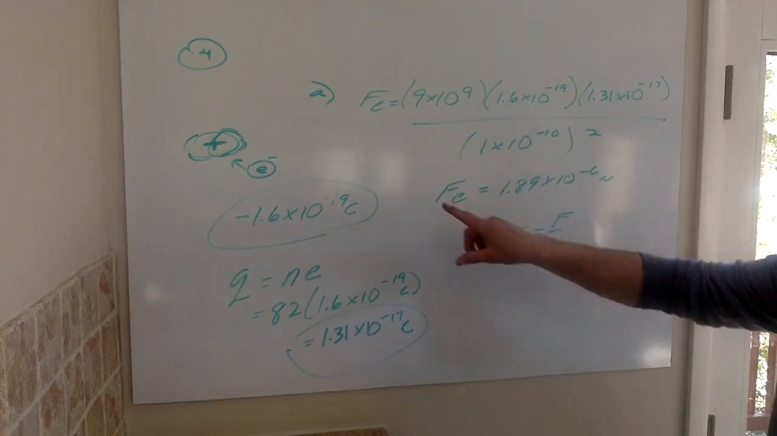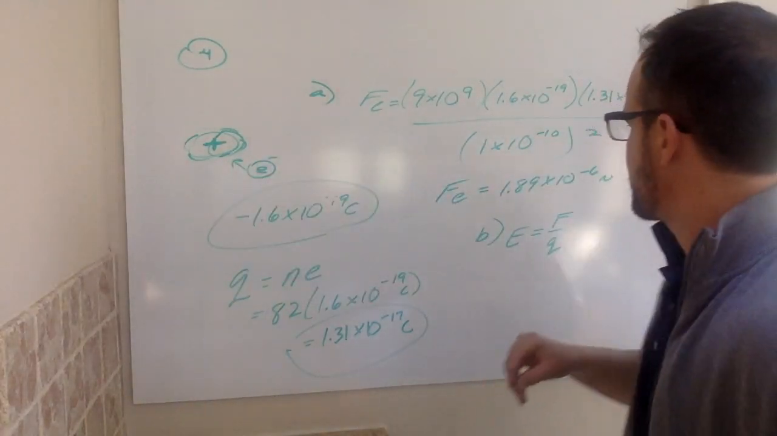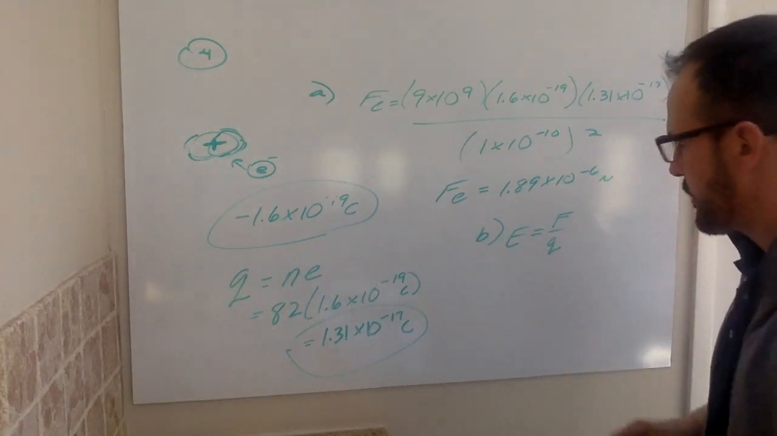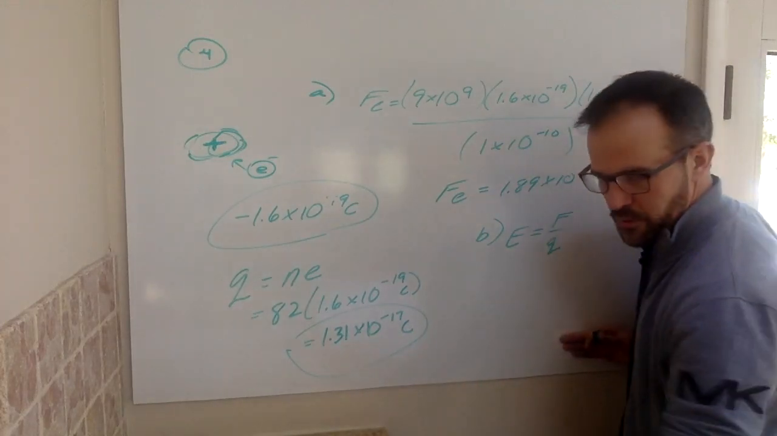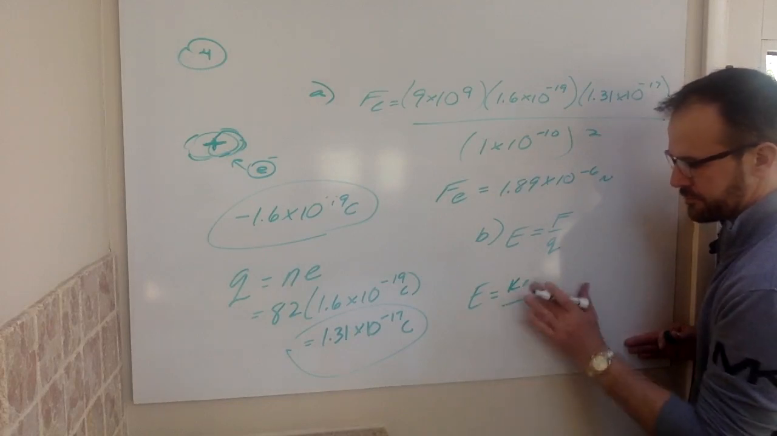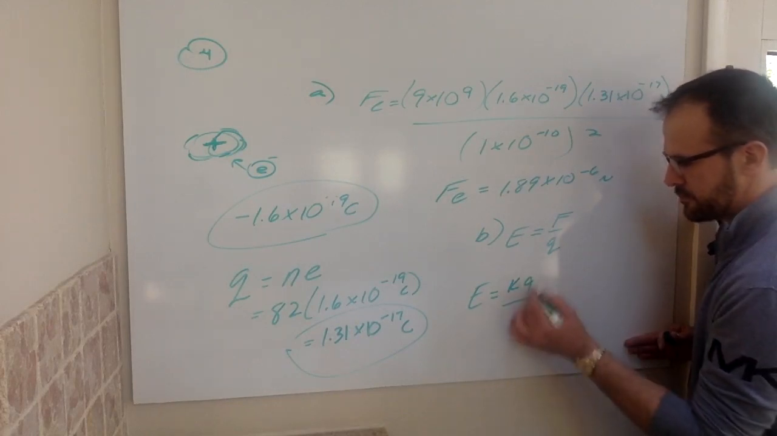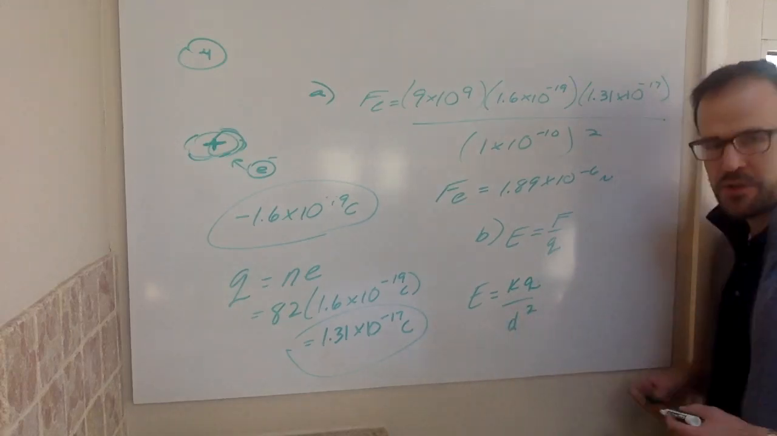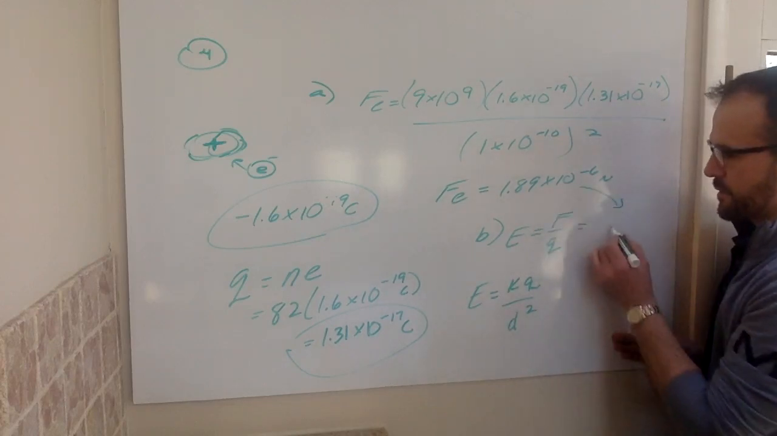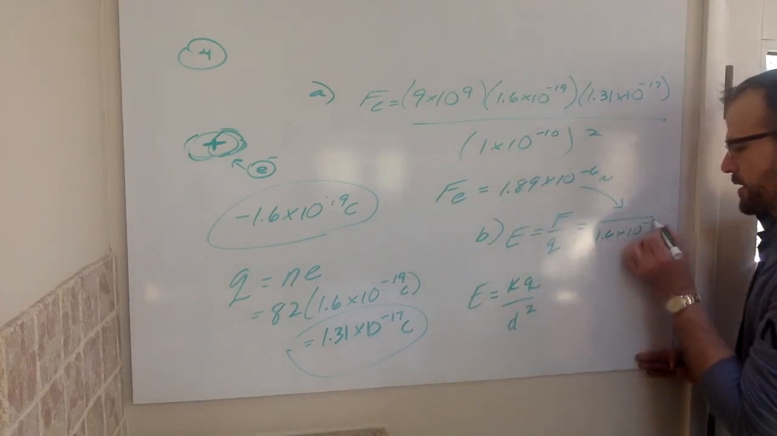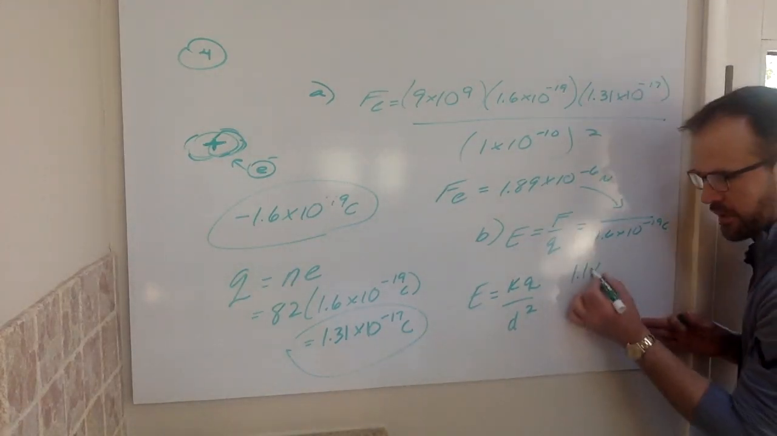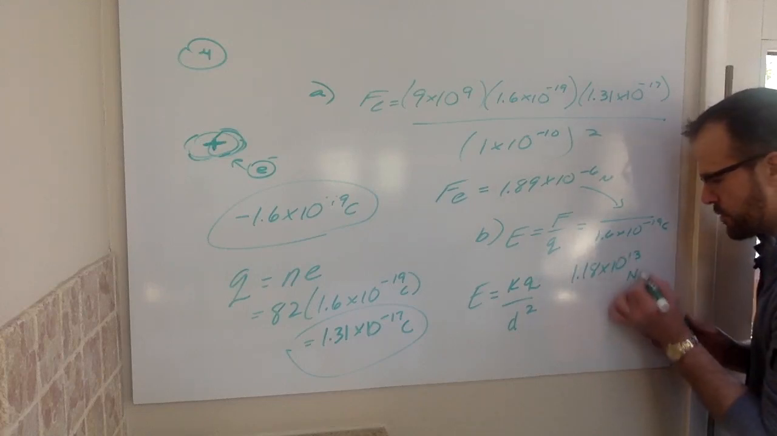We are at finding the force between the electron and the nucleus. We figured out the force. Now we're trying to do part B. We're trying to find the force upon that charge. You could either do it this way, or you could do it the other way. It is KQ over D squared, which I showed you how we find earlier. So you just put in that force per charge. So grab this force and put in 1.6 times 10 to the negative 19th coulombs, the charge of an electron, and you should get 1.18 times 10 to the 13th newtons per coulomb.